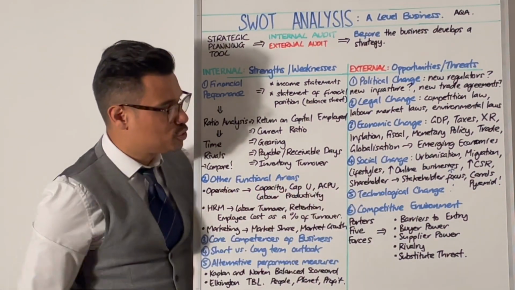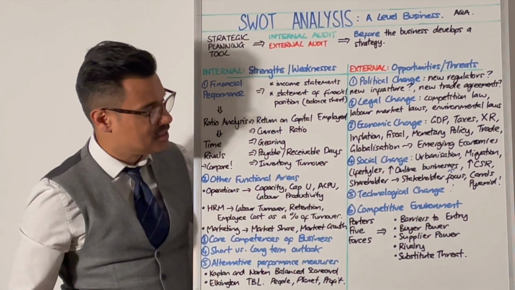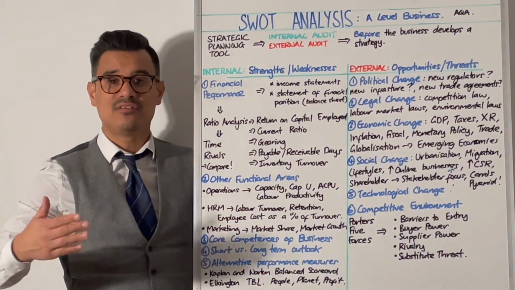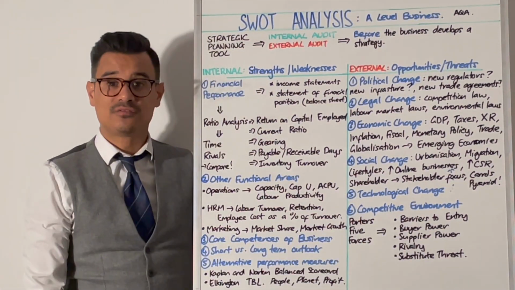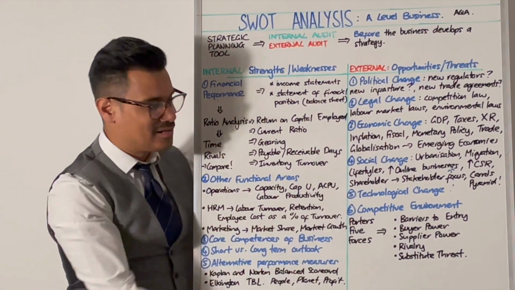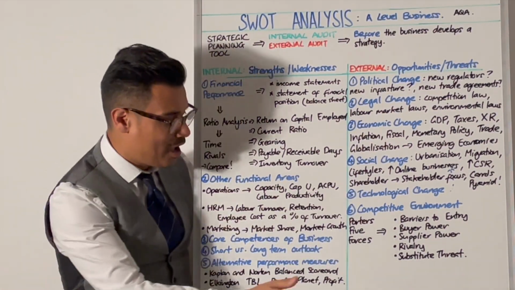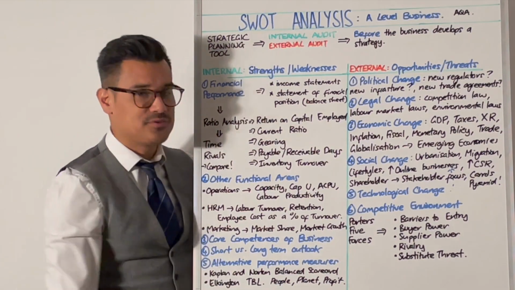Maybe you look at technological change. You could think about the growth of online businesses. Or you could be thinking about the competitive environment, the rivals themselves. And maybe you'd look to use the model that's Porter's 5 forces here, thinking about those barriers to entry, thinking about buyer power, supplier power, thinking about rivalry or substitute threat.